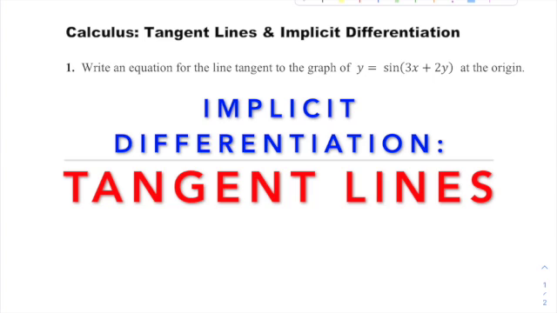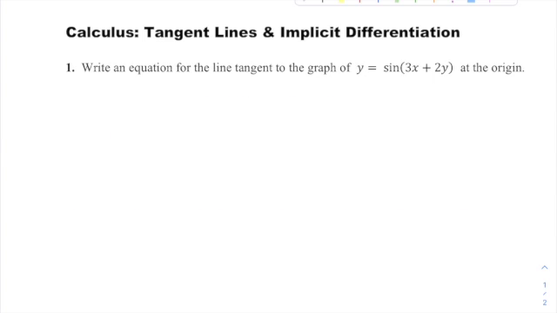I'm Mr. Murray's Mathland, and we are continuing on with some implicit differentiation kinds of problems and applying it to a classic calculus question, writing the equation of a tangent line. So let's just jump right into this and see how we can use what we already know, coupled with what should be kind of new, implicit differentiation, to get the job done here.